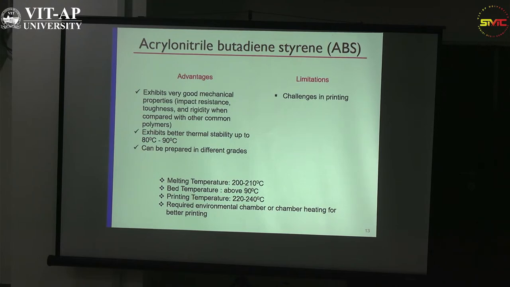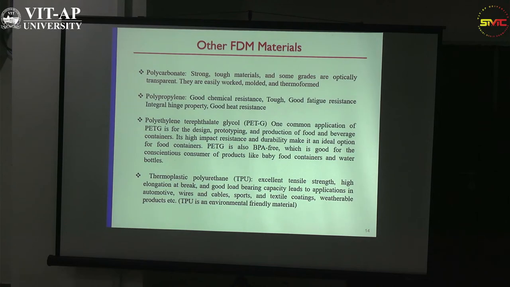A separate heating chamber is required. So you need to maintain the environmental or chamber temperature 10 to 20 degrees higher than the room temperature. Then only ABS printing is going to be possible, right? So other than ABS, we have many other materials which are much better than PLA and ABS. They are polycarbonate, polypropylene, PETG, polyethylene terephthalate glycol, and thermoplastic polyurethane.